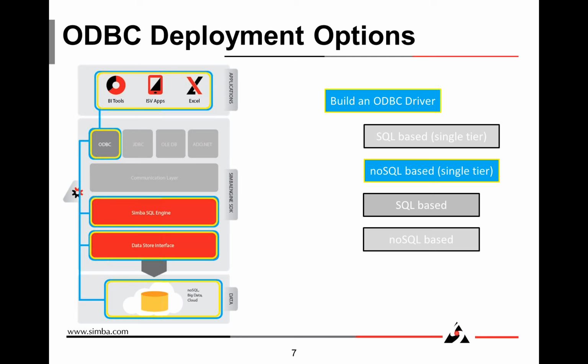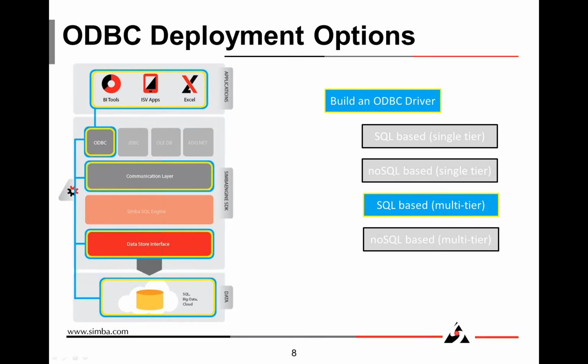Now let's move to a different scenario where the data, say it was NoSQL data or big data or cloud data, something that didn't have SQL in it. Then you'd want to invoke the Simba SQL engine. So you're still going to build out your DSI, but you'll simply turn on the Simba SQL engine. We're still going to do an ODBC interface, and the result will be the same in that we'll be able to use the BI tools that you want. So let's move to a next scenario.